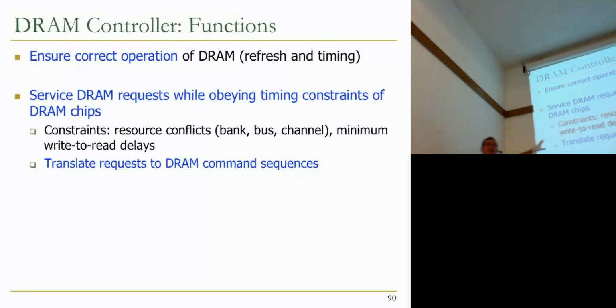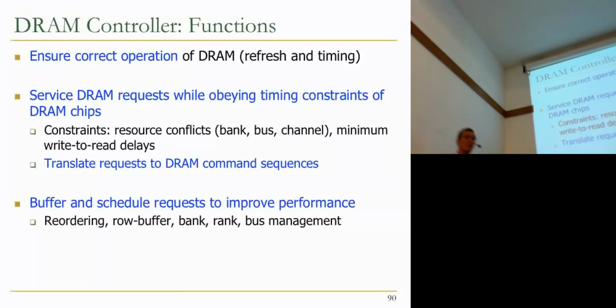And there are many constraints. If you look at the organization that I described earlier, you can have resource conflicts at many levels: bank, bus, channel, rank. There are delays that I didn't talk about. For example, after you do a write to DRAM, you cannot do a read for a while because the circuits need to stabilize. And there's write recovery latency, write to read turnaround time, read to write turnaround time. And the memory controller needs to obey these. And it also needs to translate requests to DRAM command sequences to obey these different constraints. We'll talk about some of these constraints very soon.